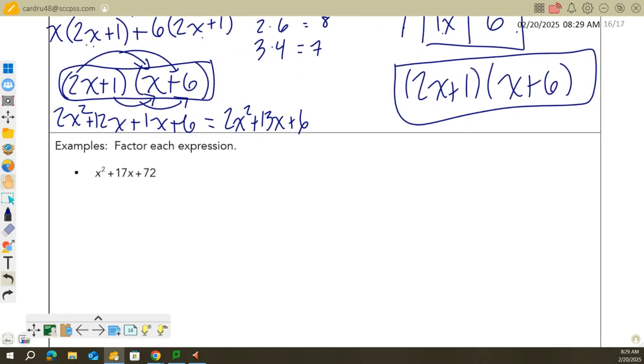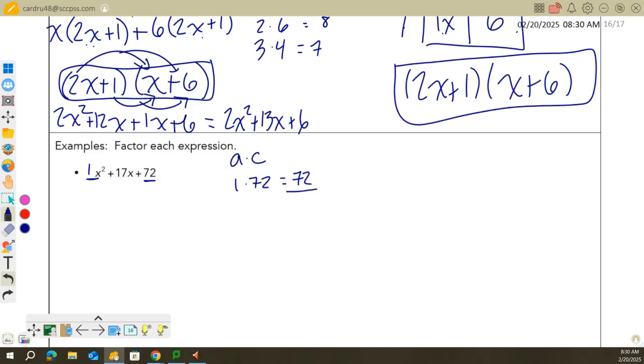Let's do the next one together. We have x squared plus 17x plus 72. First, I need to determine what my a and my c are. When there's nothing there, I have an invisible 1, so my a is 1. My c is 72. So I'm looking at the multiples of 72.